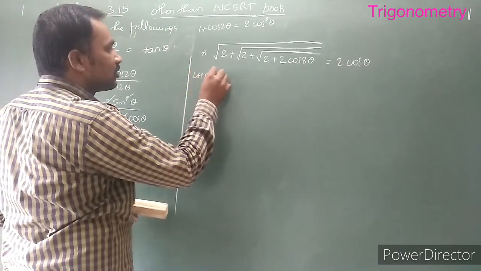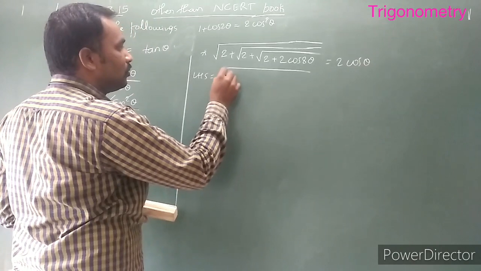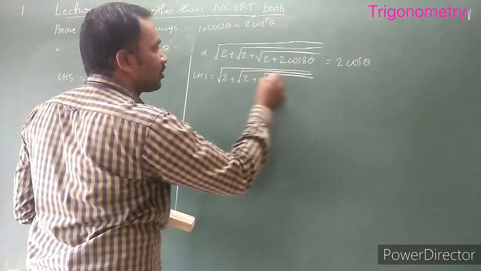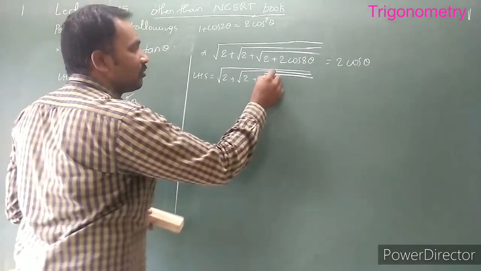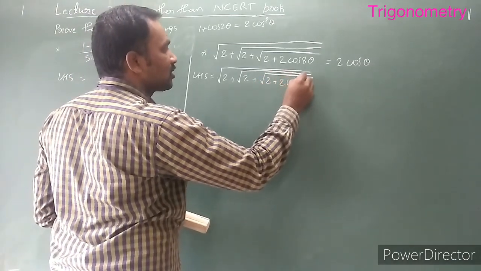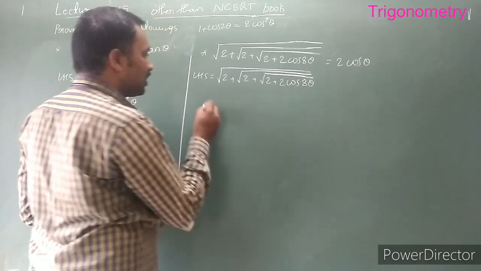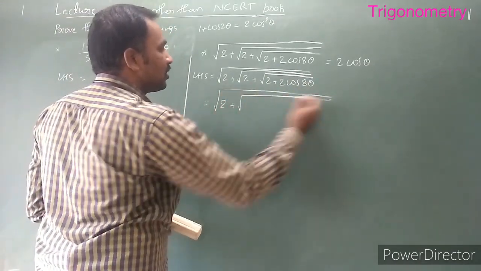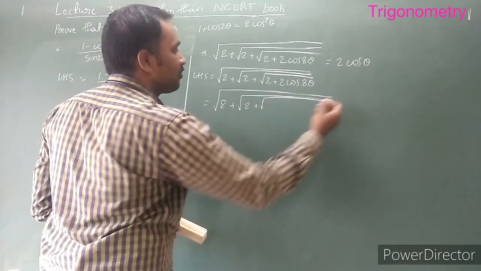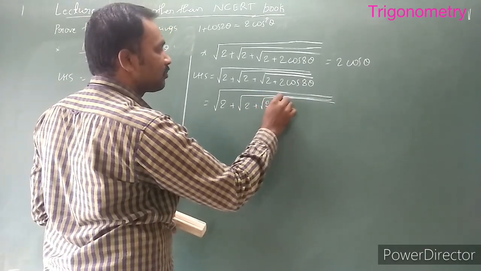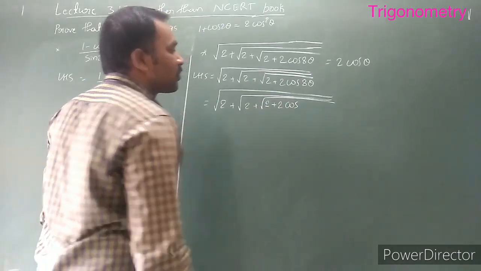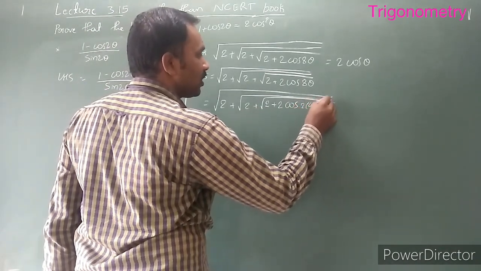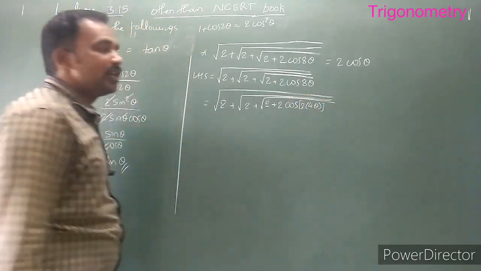So the LHS. What is the LHS? 2 plus square root of 2 plus square root of 2 plus cos of 8 theta. Here I just split the 8 theta. How do I split the 8 theta? Using the multiple angle: 2 as it is, plus 2 into cos of 8 theta, and 8 theta is split as 2 into 4 theta.